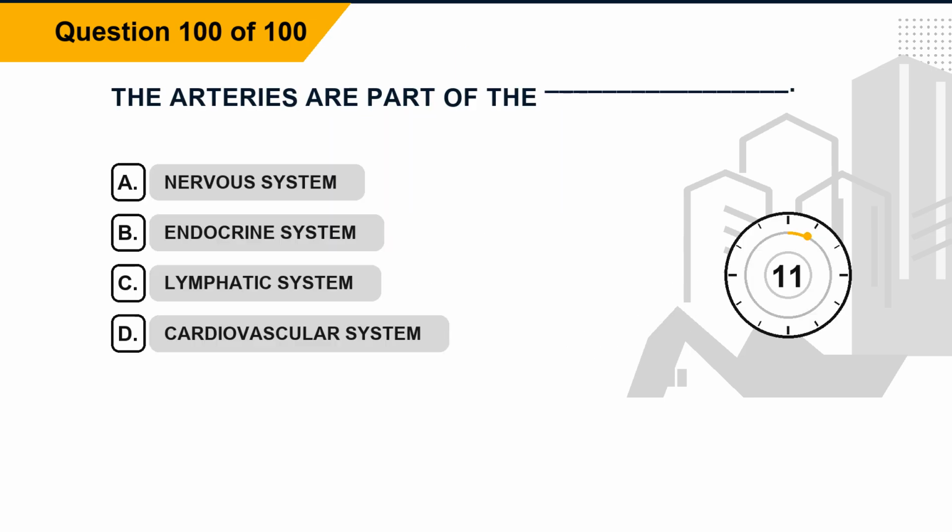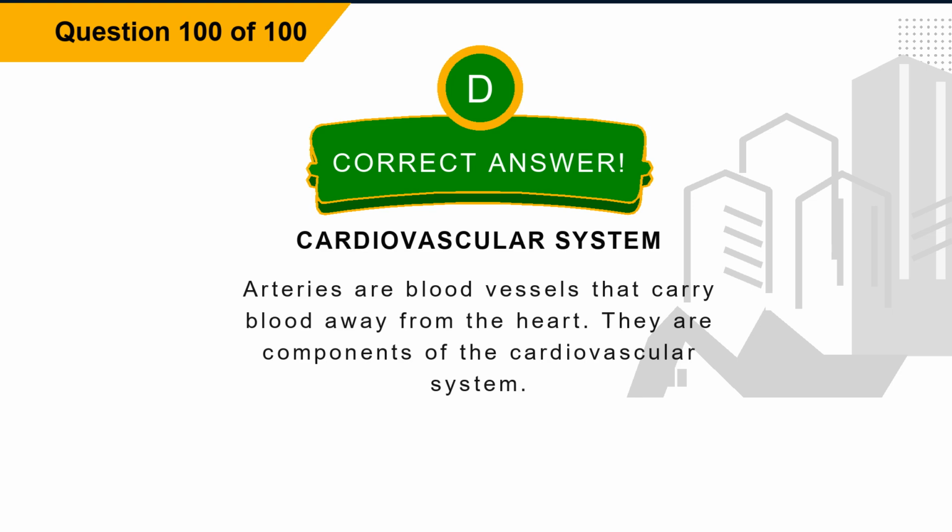Question 100. The arteries are part of the blank. Option A, nervous system. Option B, endocrine system. Option C, lymphatic system. Option D, cardiovascular system. The correct answer is option D, cardiovascular system. Explanation. Arteries are blood vessels that carry blood away from the heart. They are components of the cardiovascular system.